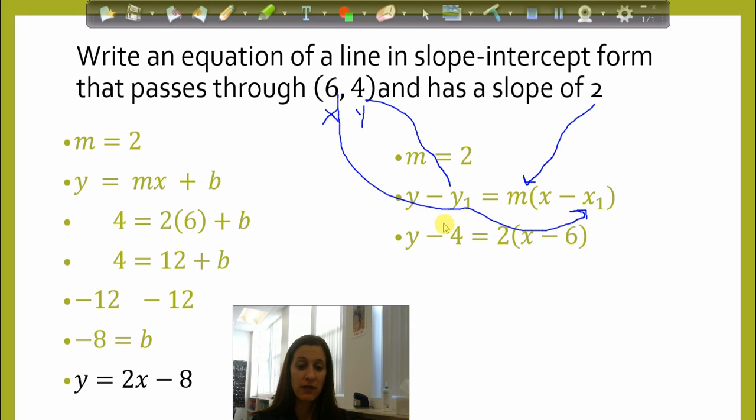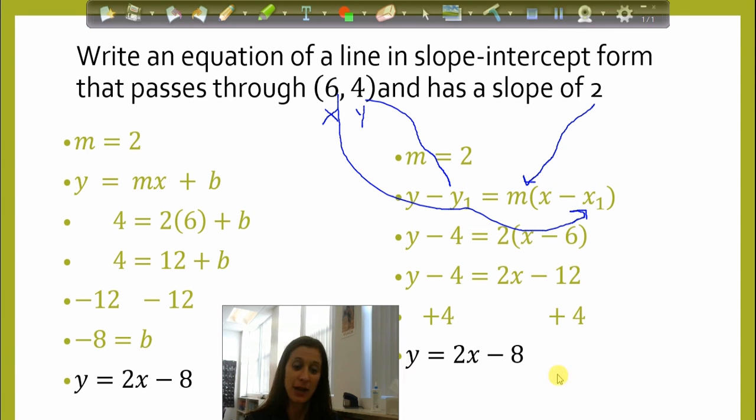And so that's what I've done. I've plugged in the 4, and I've plugged in the 6, and I've plugged in the 2. And now I just need to solve this for y. So to solve for y, I would have to distribute 2x minus 12. And then to get y by itself, I just need to cancel this minus 4. So I would add 4 to both sides and get the same thing: y equals 2x minus 8.